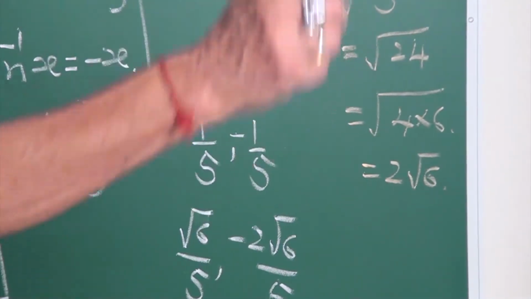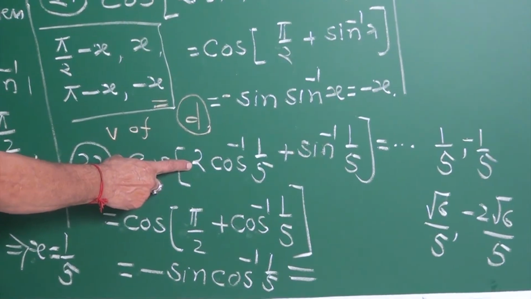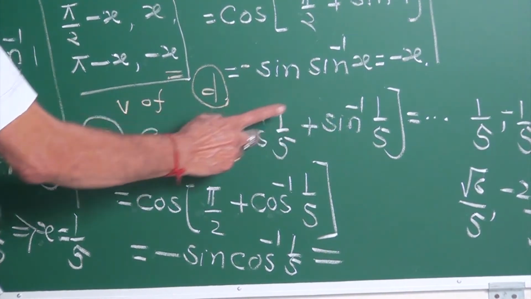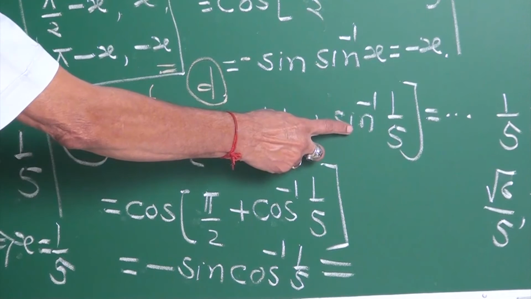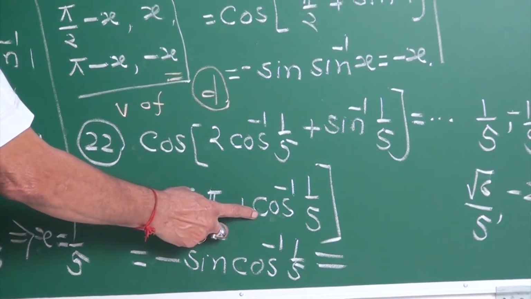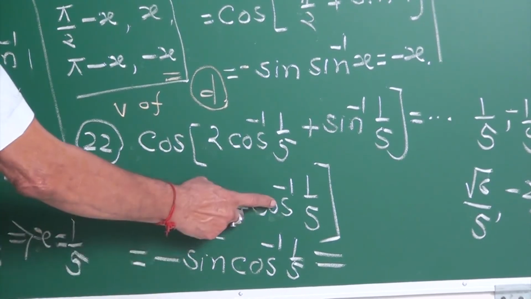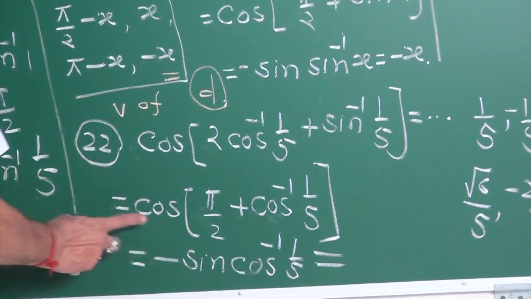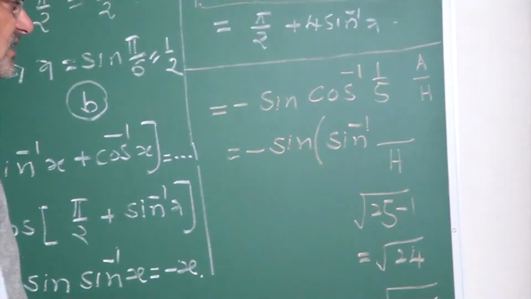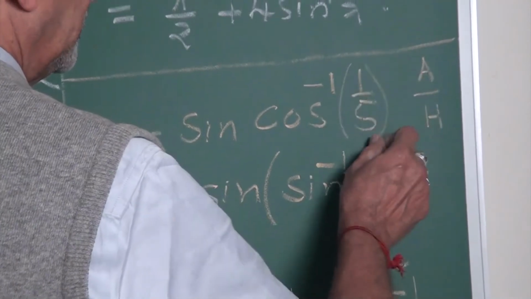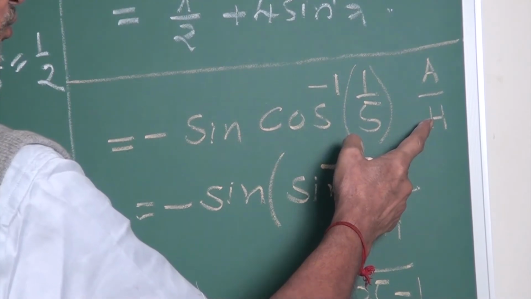2 into root 6. My friend, I will explain once again. This part: cos of 2 cos inverse 1 by 5 plus sin inverse 1 by 5. Yes, cos inverse plus sin inverse is pi by 2, plus 1 is attached with this, 1 less. 2 minus 1 is 1 cos inverse. Pi by 2 means 90. Cos changes to sin, allied angle formula. This is theta. In the second quadrant, cos is negative. This I have written here: it is minus sin of cos inverse 1 by 5. 1 by 5, definition of cos: adjacent upon hypotenuse.